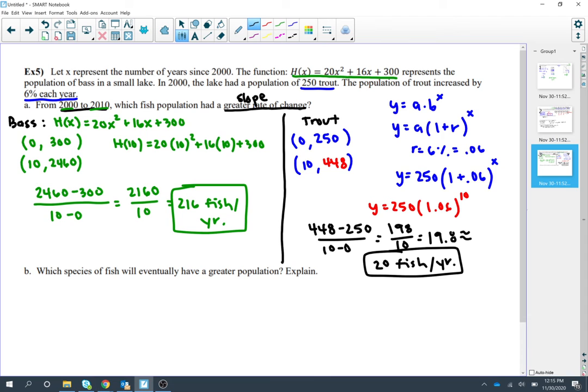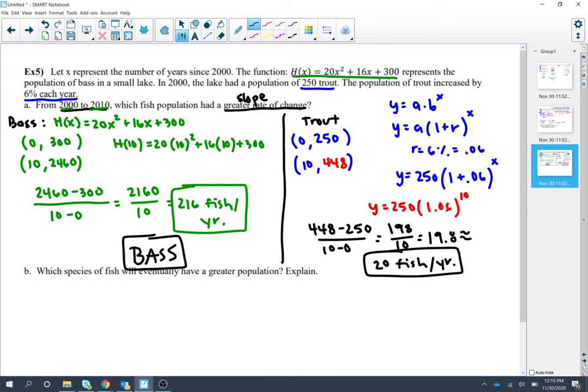Okay, so going back, part A said, which fish population had a greater rate of change? That's your bass. So ultimately, bass, because they're growing at 216 fish per year versus the trout are only growing at 20 fish per year.